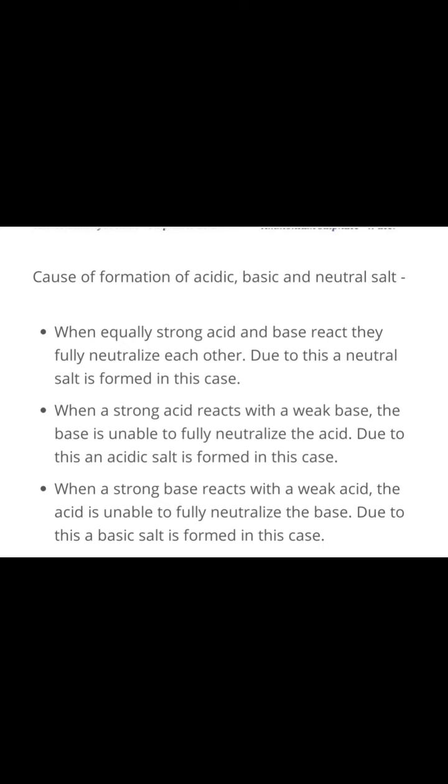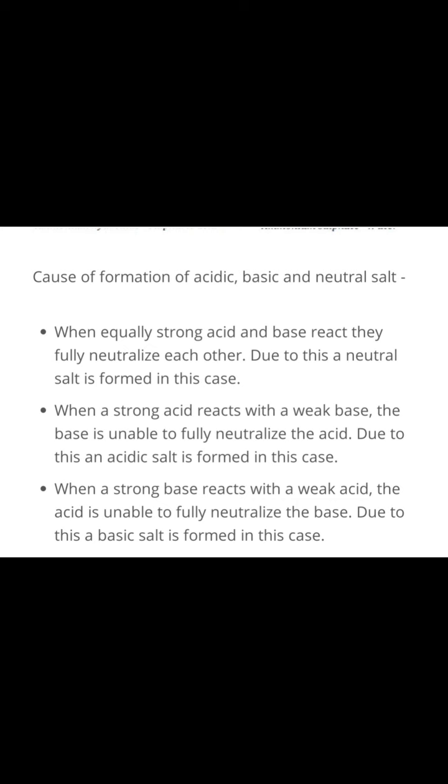Now, cause of formation of acidic, basic and neutral salt, which is very important. When equally strong acid and base react, they fully neutralize each other. Due to this neutral reaction, the salt formed will be neutral.